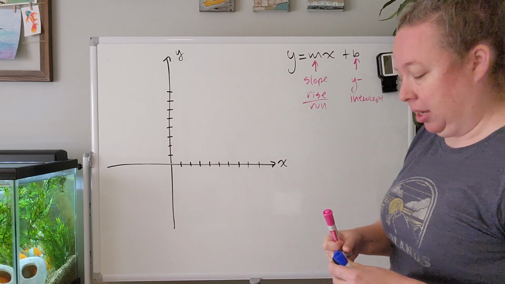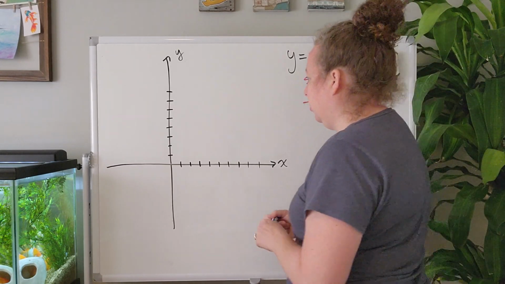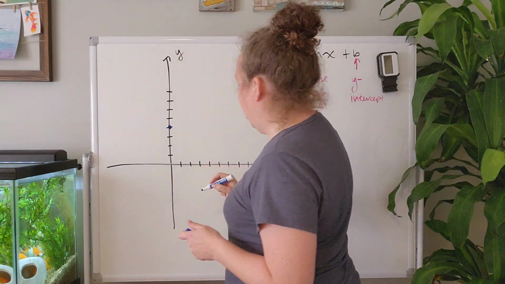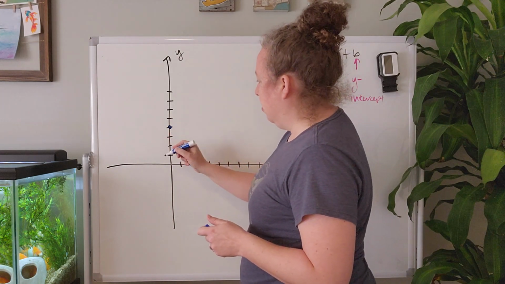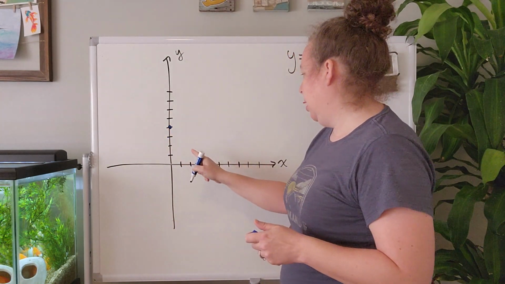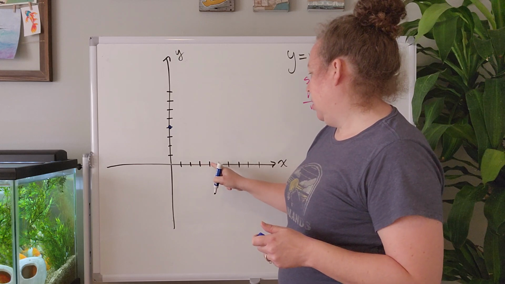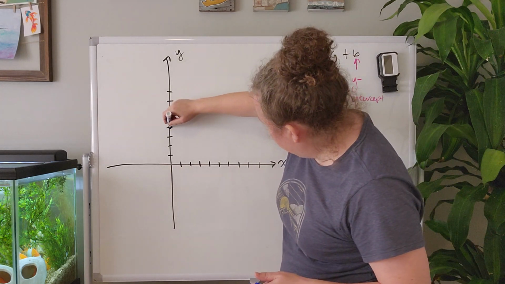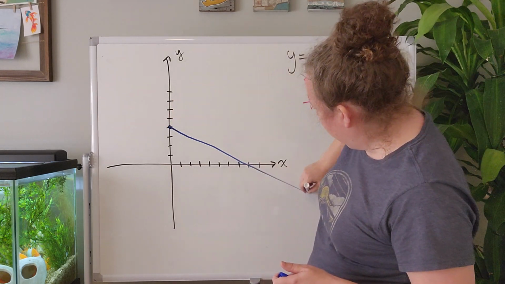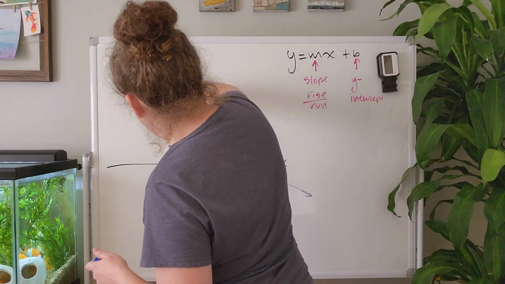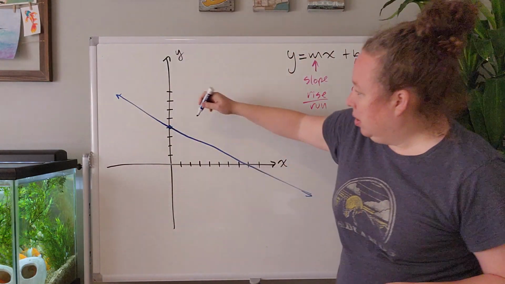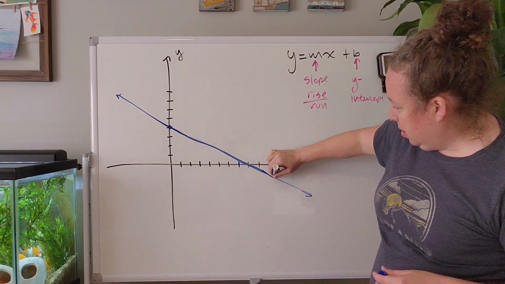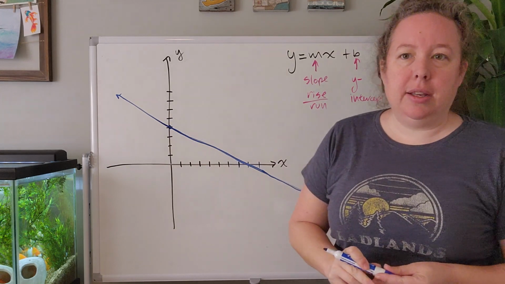So let's go ahead and graph a line. And so let's say that this line starts here and it goes like this. Okay, so there is my first line.